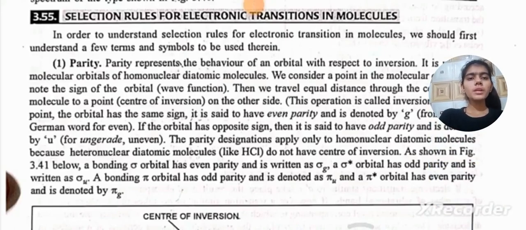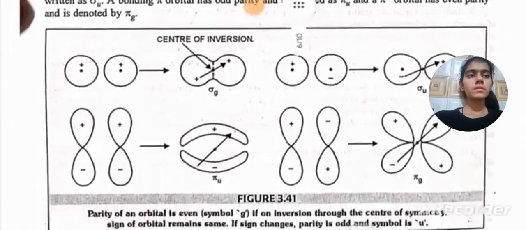A bonding sigma orbital has even parity and is written as sigma g. A sigma star orbital has odd parity and is written as sigma u. A bonding pi orbital has odd parity and is denoted as pi u. And a pi star orbital has even parity and is denoted by pi g.